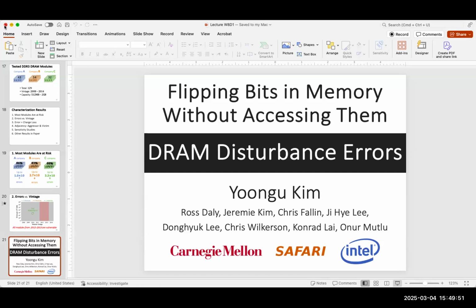Does the row hammer attack have to be an attack? I feel like just using the computer normally could cause the issue. With the row hammer attack, does it have to be an attack? Because if you just use a computer normally, and the program accesses the same address, it'll cause the disturbance error.